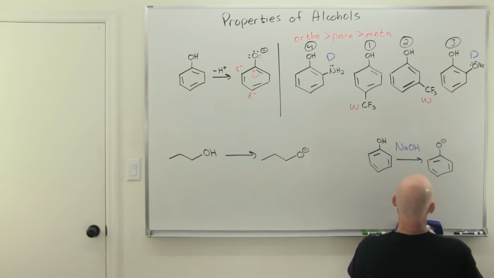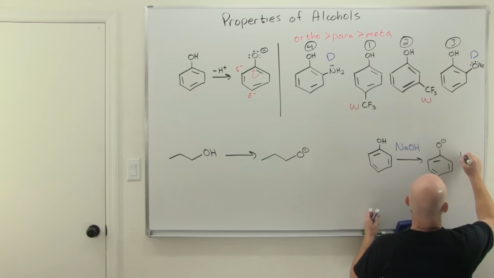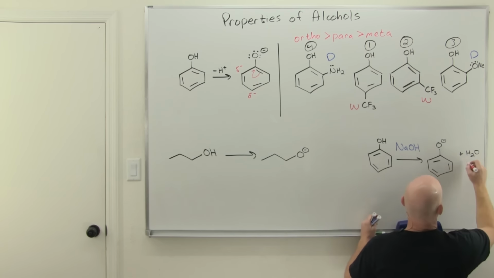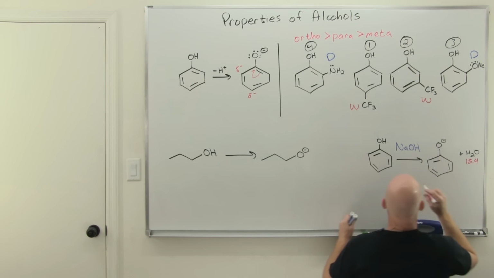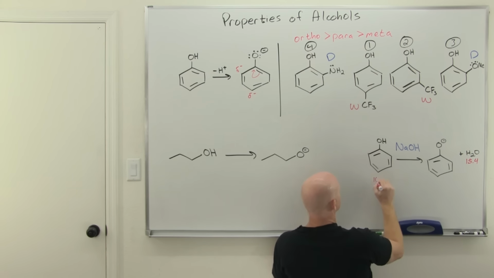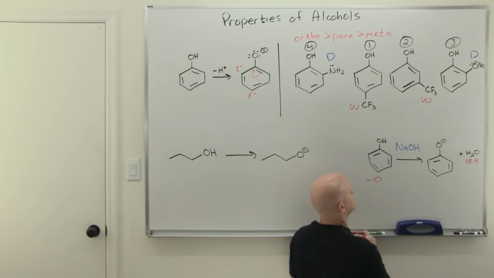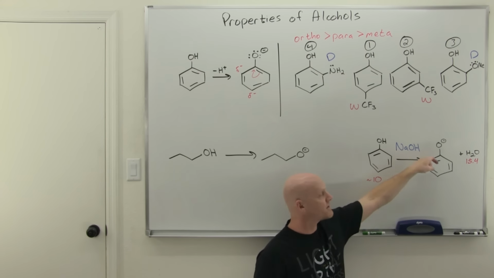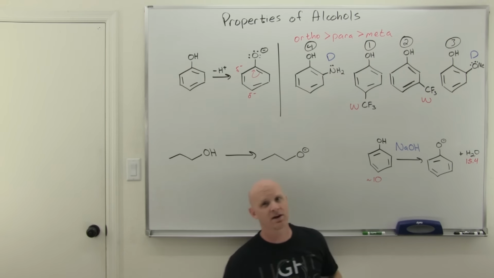So if we draw that in, and if you recall, water's pKa, we said, was 15.4, whereas our phenol had a pKa of roughly 10. And so we can see here that the water is a much weaker acid, and the equilibrium is definitely going to lie far to the right, which is why sodium hydroxide works.